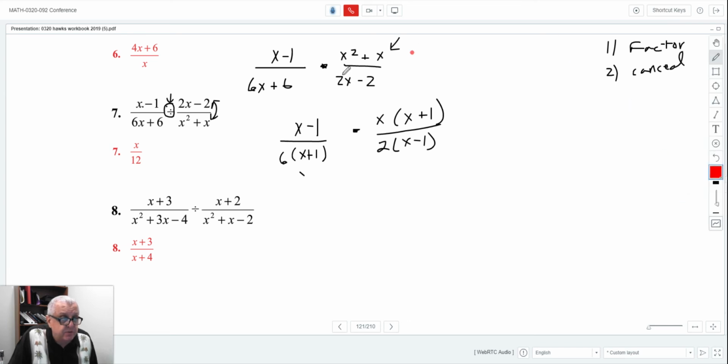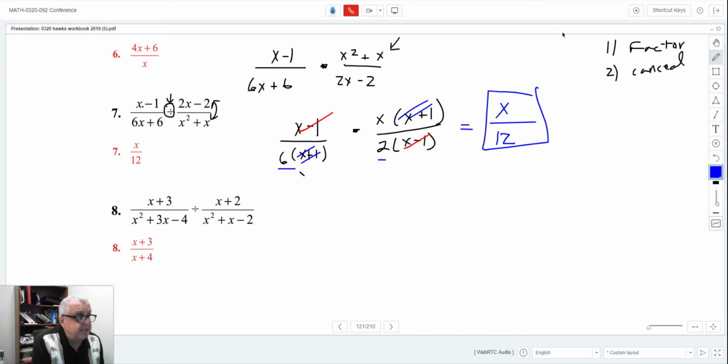Now let's cancel. X minus 1 cancels with x minus 1. A top and a bottom, if they're the same, will cancel. X plus 1 cancels with x plus 1. So what's left on top when I multiply these fractions together is just an x. And on the bottom, I have 6 times 2. 6 times 2 is 12. And there's my answer.